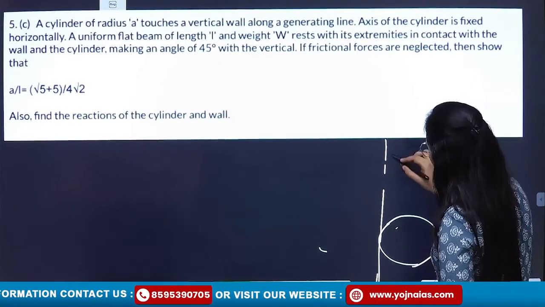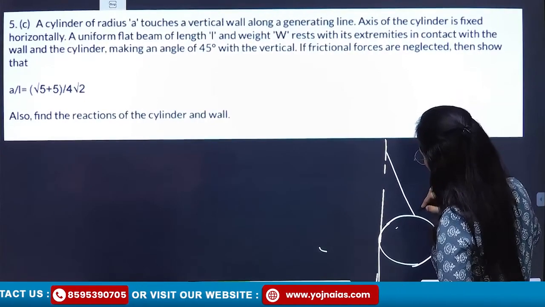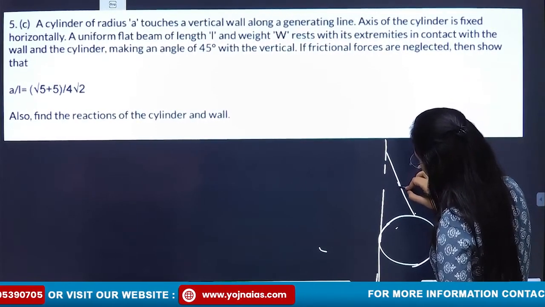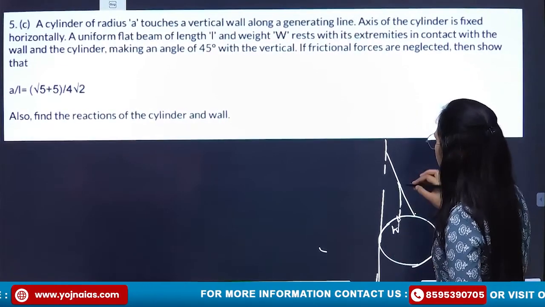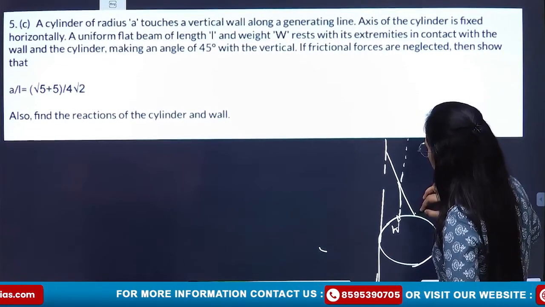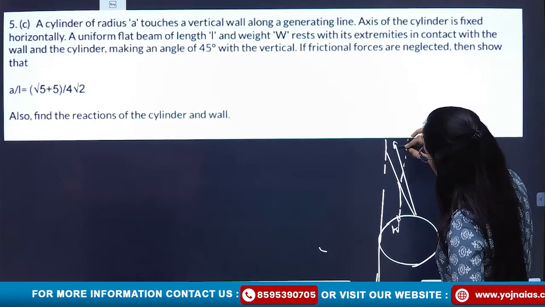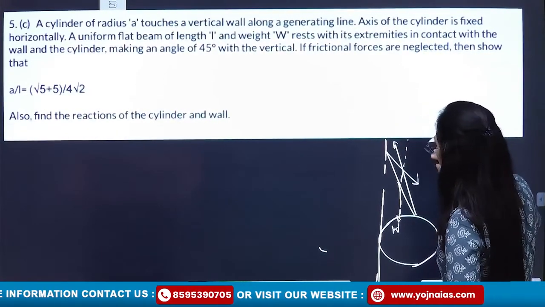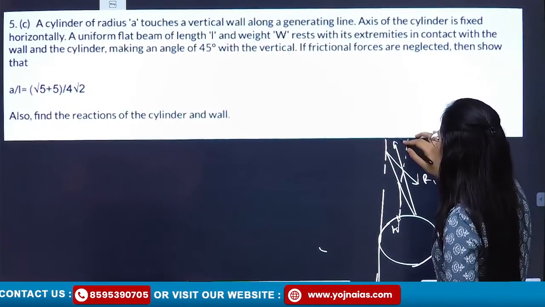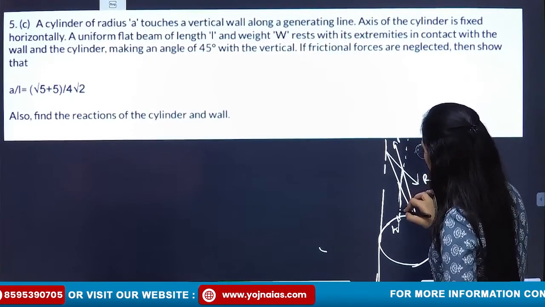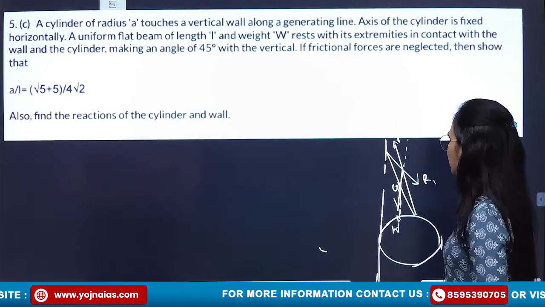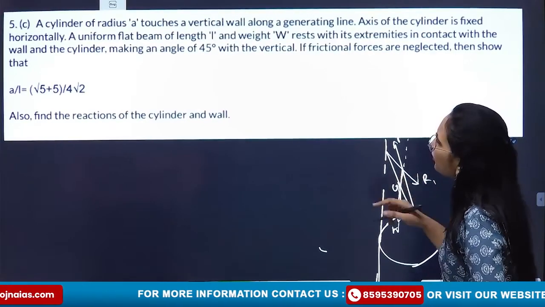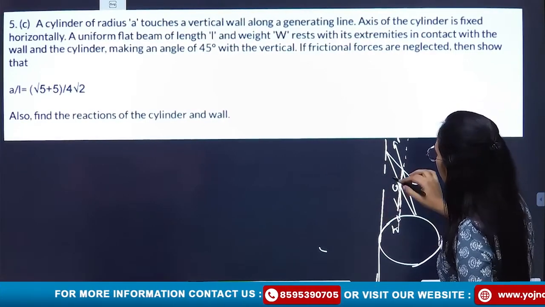For the equilibrium, all the forces should be in equilibrium, na? I say that weight W acts down, weight always acts downwards. There would be reactions R1, R2. This is the weight at the point of center of gravity, and this is from the end of length L, to L by 2.